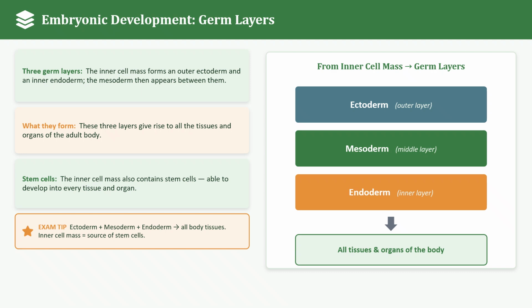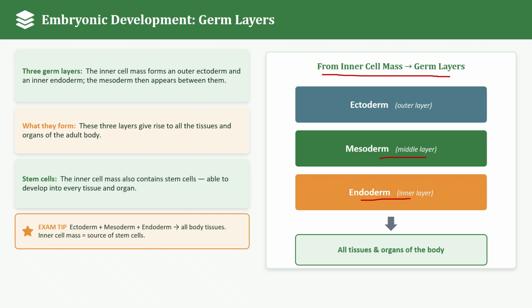So embryonic development, germ layers. First, the formation of the germ layers. The inner cell mass of the blastocyst differentiates into three primary germ layers. First is the ectoderm, the outer layer. Next is the mesoderm, the middle layer, and next is the endoderm, the inner layer. These layers are formed during gastrulation and later they develop into all organs of the body.